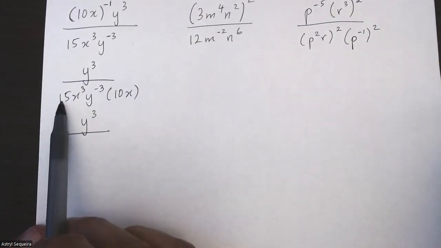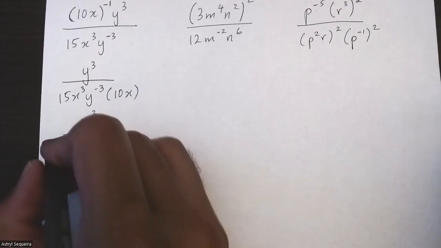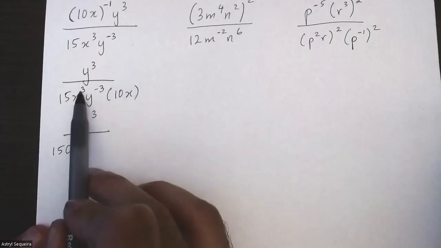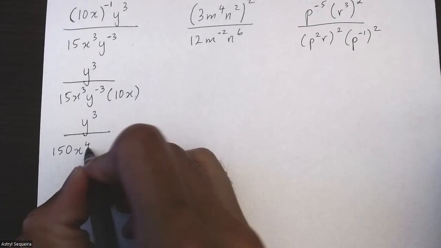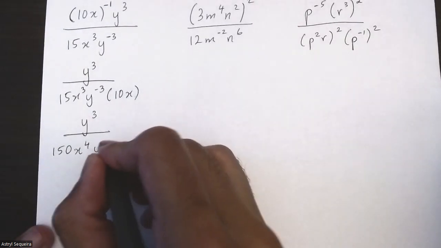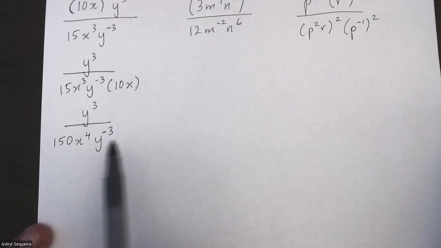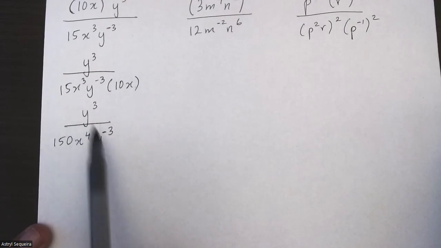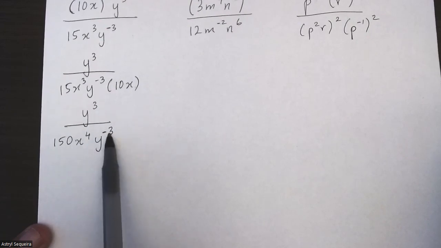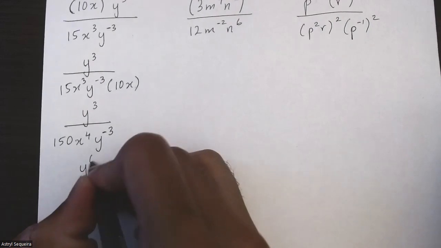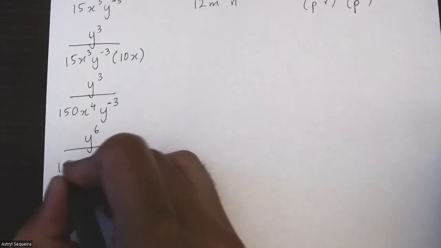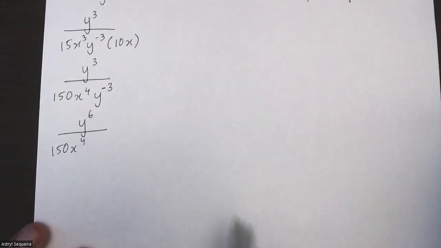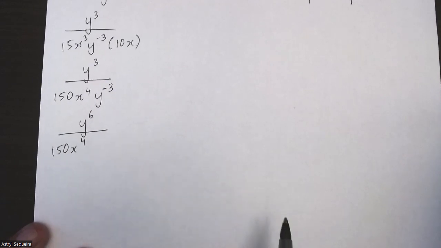So I'm going to start by multiplying my constants. So 15 times 10 is 150. X cubed times x, I'm going to add my exponents. So 3 plus 1 is 4. And y to the negative 3 just stays the same. And finally, I can combine my two y terms. Because it's division, I'm going to do subtraction. So 3 minus negative 3, that's just 3 plus 3, which is y to the power of 6. That's the final solution.